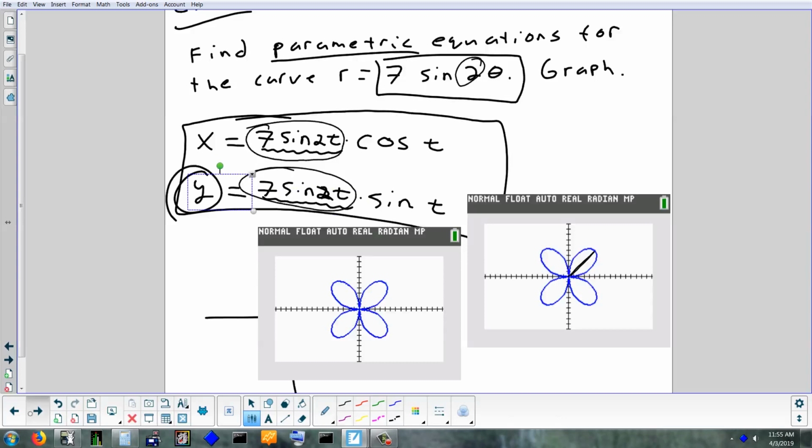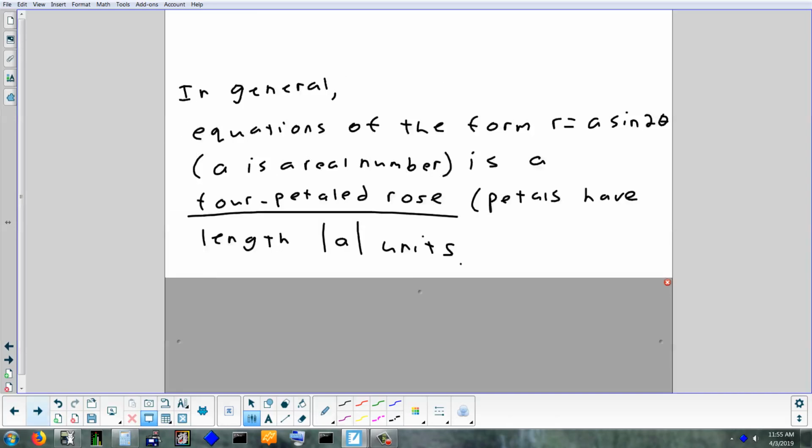Okay, so that's called a 4-petaled rose. That's the name our book gives it. The petals have a length of the absolute value of the number in front of the sine.